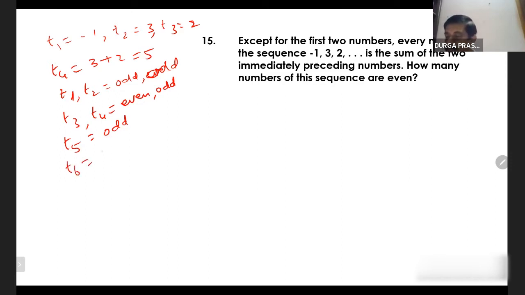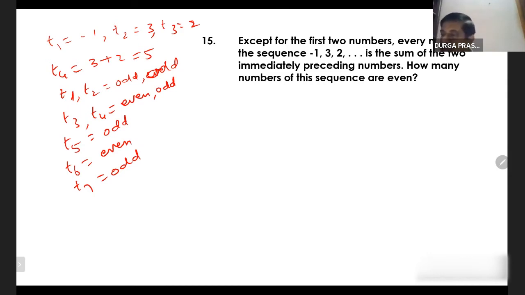T6 will be even, the sum of two odd numbers. Then T7 will be odd, since even plus odd is odd. So like that. So how many numbers of this sequence are even, he says.